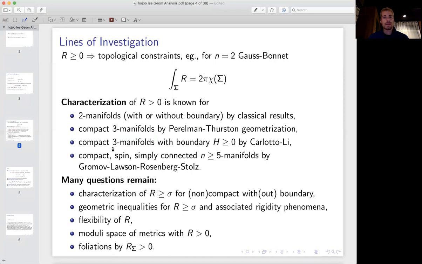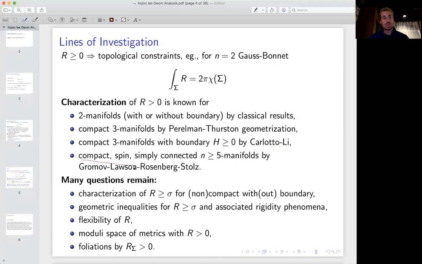For compact three manifolds with mean convex boundary, and that's measured in the outward direction. So if I move the boundary outwards, then I increase the area of the boundary. Then that was done by Carlotto and Lee, and that result kind of follows from the previous one I said about the connect sum of two manifolds.